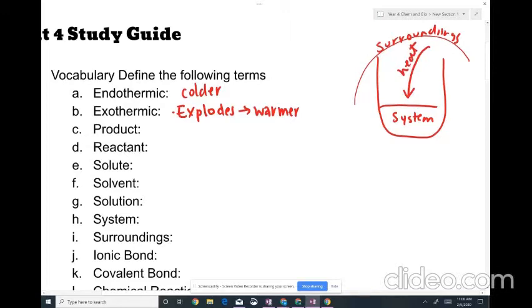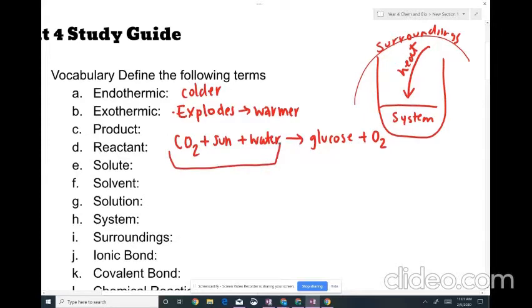Our next set of things is going to be product and reactant. Going ahead and backtracking into bio, we have our reactants, which is what we start with. So we have CO2 for a plant to grow, we have sunlight, and then we have water, and then that makes glucose plus oxygen. So this side, what we put in, is going to be our reactant. And if we go to this side, this is going to be our product. That is the difference between those two things.